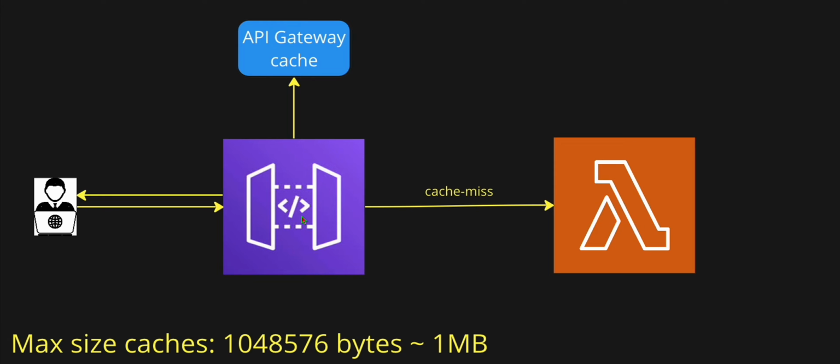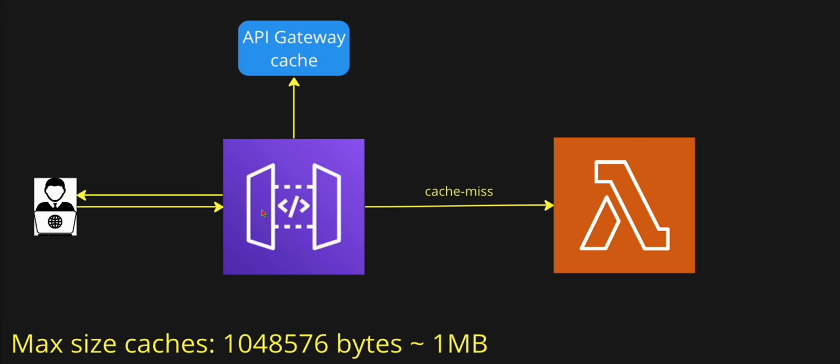However, based on the TTL settings, which stands for time to live, the cache expires after a particular value. The default TTL value for API caching is 300 seconds. The maximum TTL value is 3600 seconds. That is almost 1 hour.